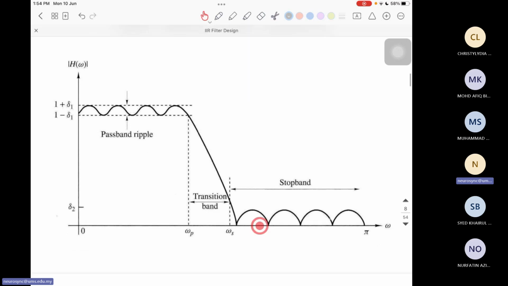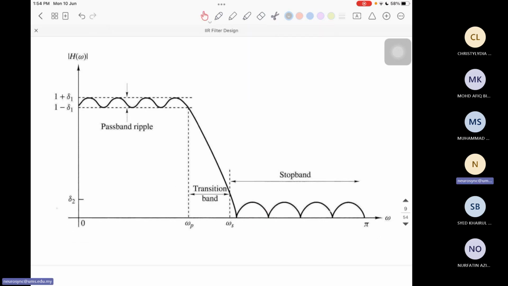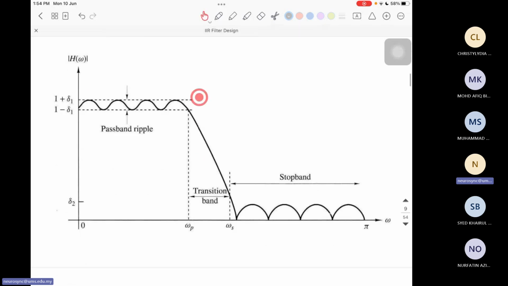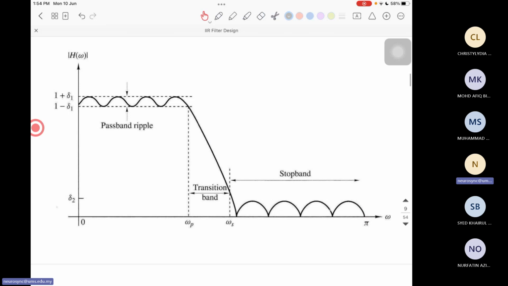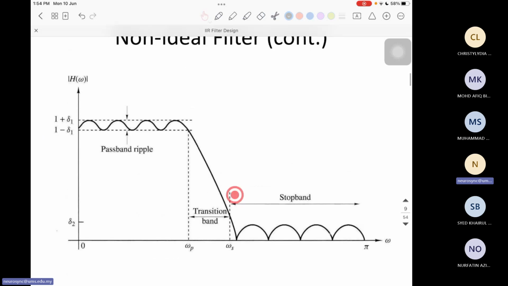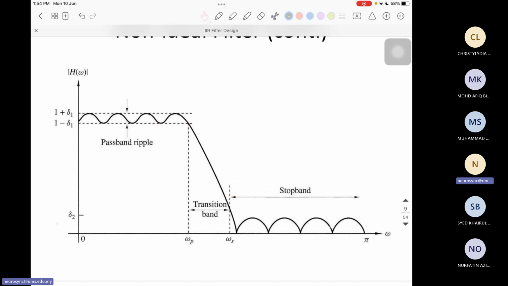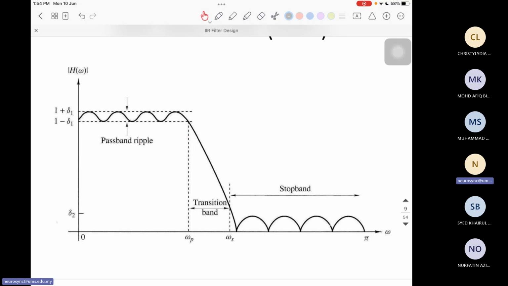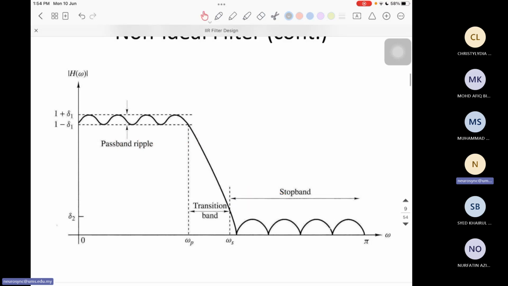Now, what is the characteristic of an ideal filter? An ideal filter will be like this. We have seen the low pass filter is like this. But in case of a non-ideal filter, this is the characteristic. This is the magnitude plot, plotted versus frequency omega. Here this is the pass band, and this is the stop band.